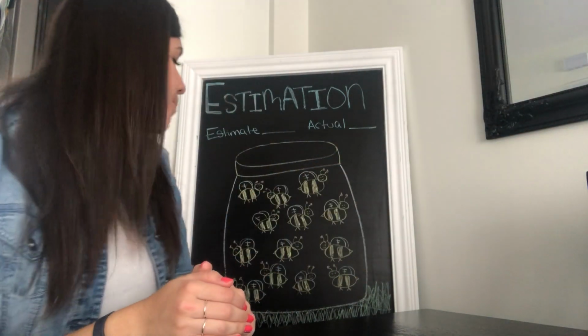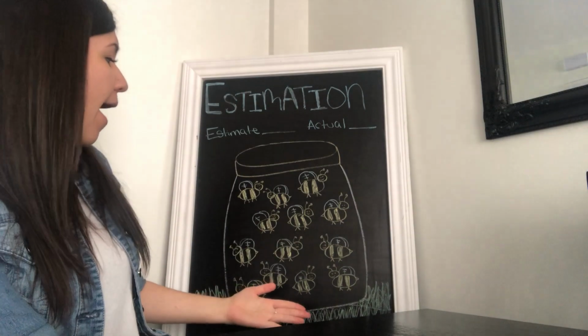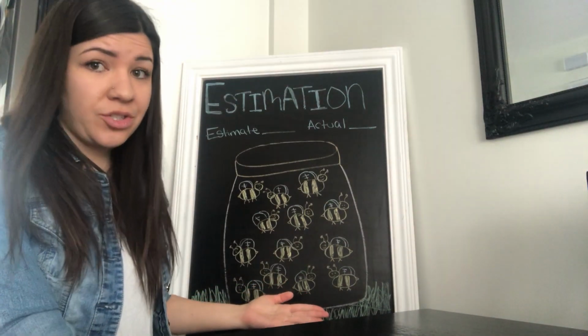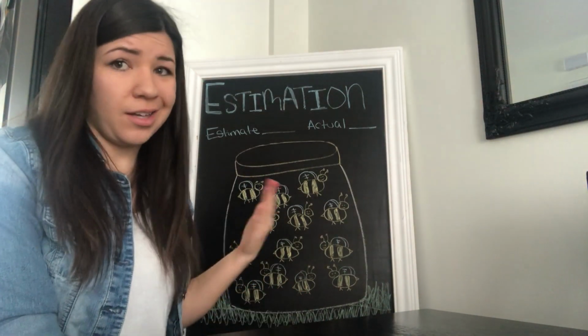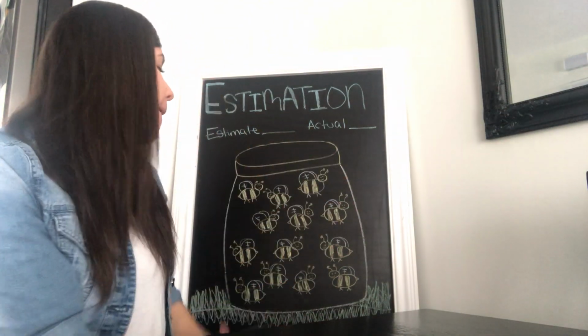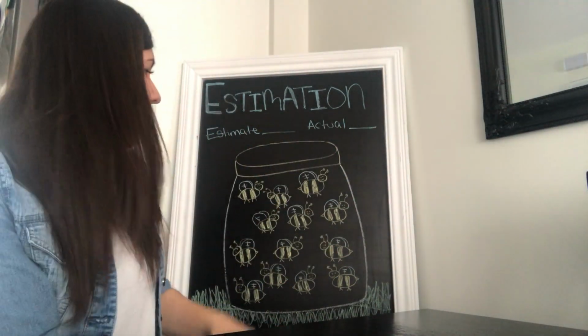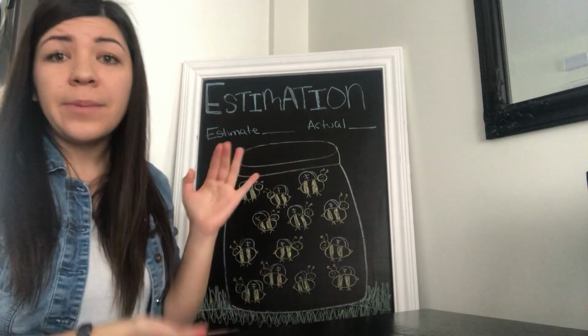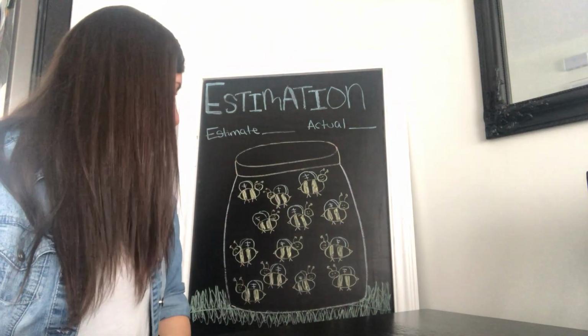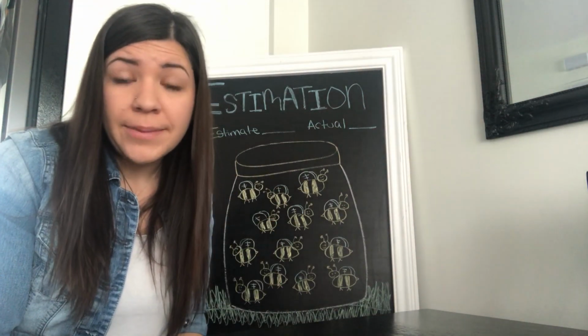So today what we're gonna do is we're gonna estimate how many bumblebees are in this jar. So you've had time to kind of look at the screen and see what's all on here. But if you're just gonna look right away and just guess, if I bring you this jar, how many bumblebees are in this jar? Do you think there's 100 bumblebees?